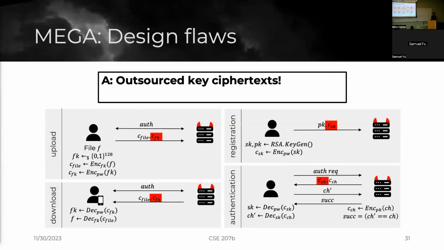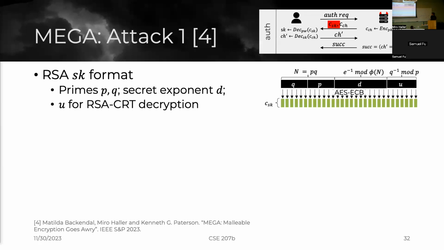All right. So we are going to look at outsourced key ciphertexts, but the file keys are not that useful. So we're going to exploit the encrypted secret key, the RSA secret key. So let's keep the authentication protocol in mind. So I'll keep it up there. And to exploit the RSA secret key, we need to know a bit more about the structure of it to know what kind of games we can play.